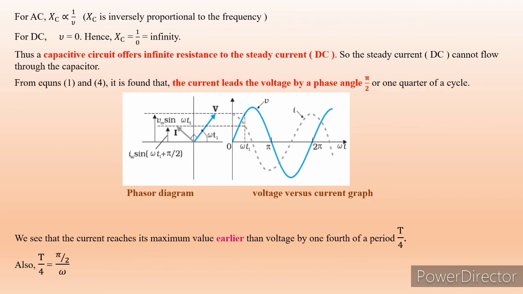In the right side diagram, you can see that the graphical representation of instantaneous voltage is bluish and that of the current is by dotted line. At the origin, when the voltage is 0, at the same time the current has already reached its maximum value. So we see that the current reaches its maximum value earlier than voltage by 1/4 of a period, T by 4. Also, T by 4 must be equal to pi by 2 divided by omega.